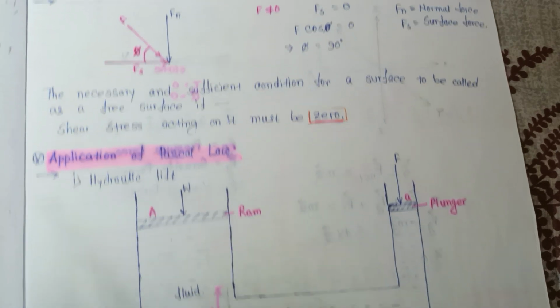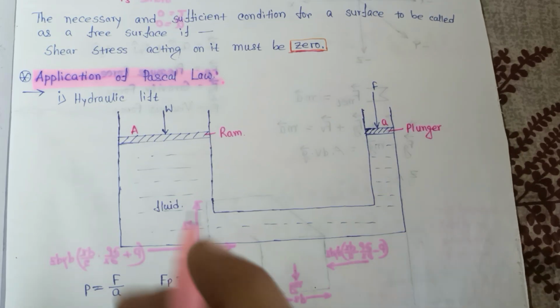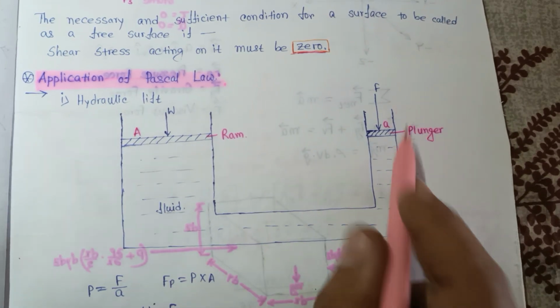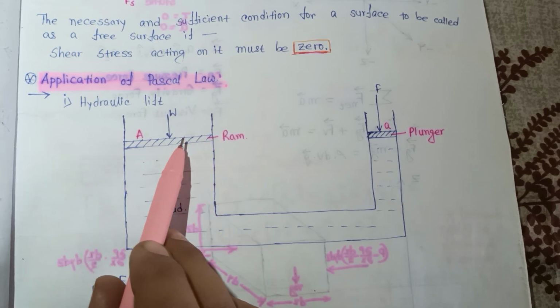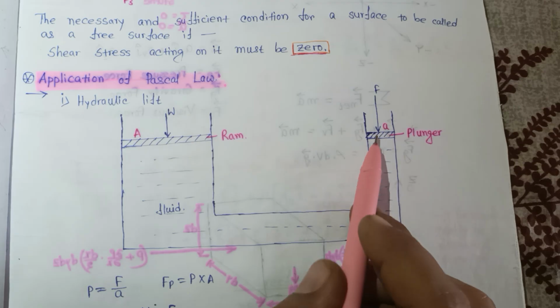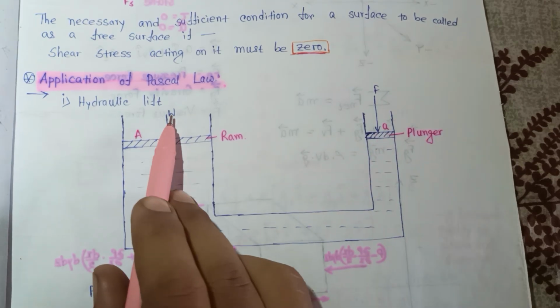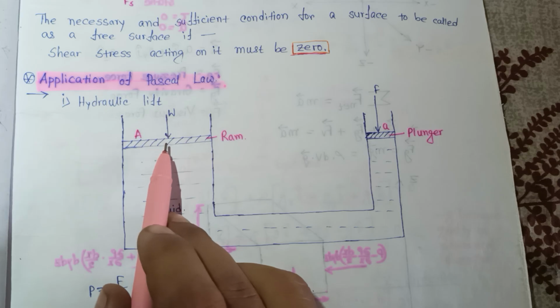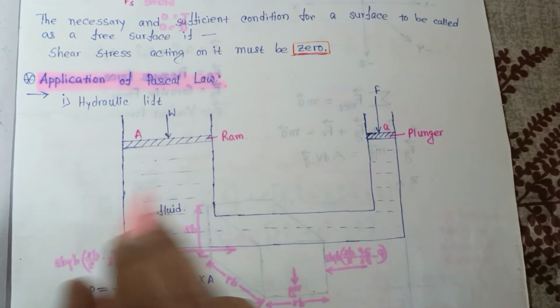Now, the application of Pascal's law. For a hydraulic lift we use Pascal's law. Here this is one system: a large diameter ram, and a small diameter plunger. F is the force acting above the plunger, and W is the force acting above the ram, and inside there is a fluid.